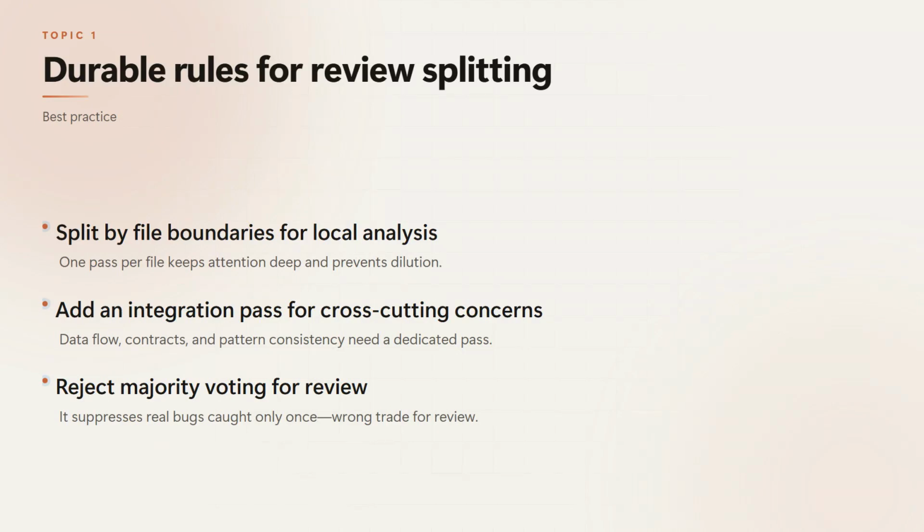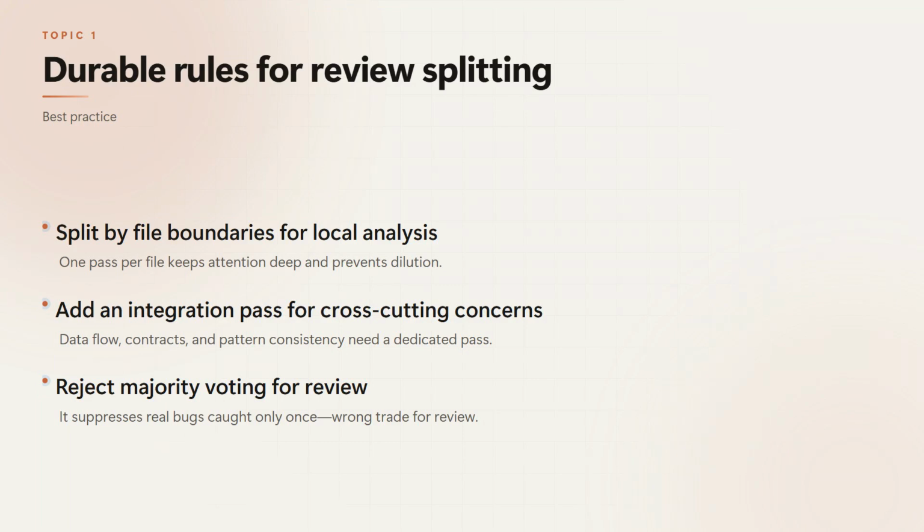Never use majority voting to increase confidence in a review. It is a precision/recall trade that drops real findings. The reason is that a bug caught only once across 3 runs is still a real bug. Requiring consensus suppresses it. This rule holds outside any exam. In production systems, you want your review architecture to surface all real issues, not just the ones that happen to be caught multiple times.